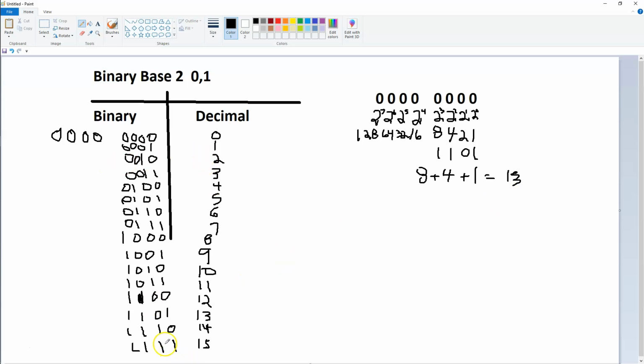And you just keep on going, and when you can't, the next one after this would be 16. So for 16, I would come over here. That would be 1, and then I'd have all zeros here.